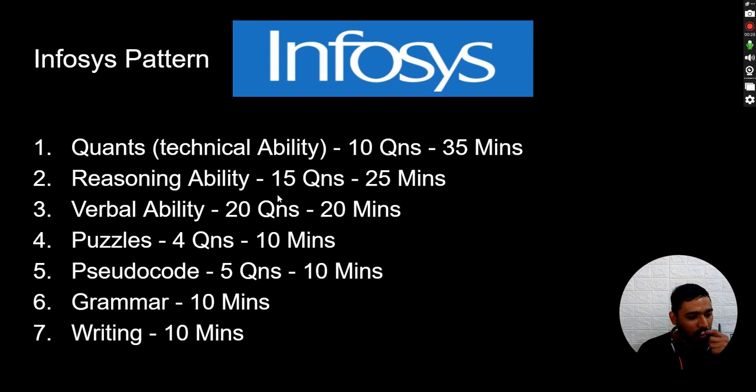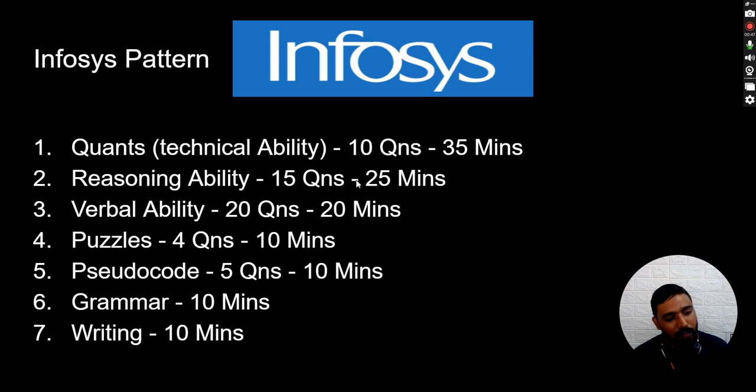Just an overall review. There will be a quant section, which is generally called technical ability, with 10 questions and 35 minutes. Now it might seem that 10 questions in 35 minutes means each question gets 3.5 minutes, which means the level of the questions must be definitely high. But it is not like that. In reality, it is not that.